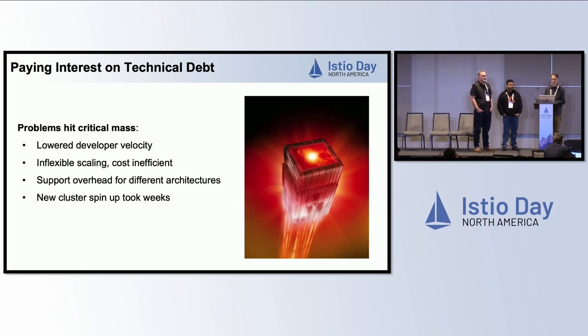Developer velocity was super low because it was hard for developers to test their changes in a pristine environment. So as a result, it kind of led to almost a waterfall methodology for our deployments, and really slowed down both their ability to make changes and for the product to get those changes out.